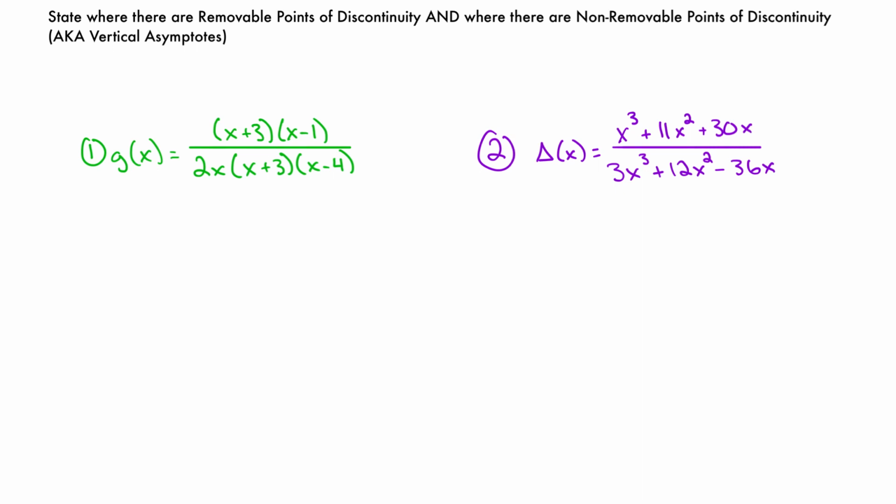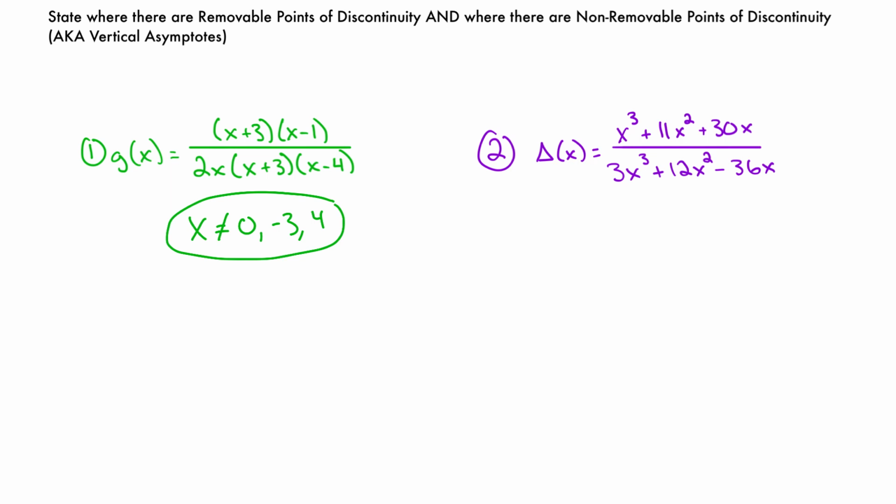So for problem number 1, the discontinuities are, well, this would be a discontinuity at x equals 0. This one is at x equals -3, and this one is at x equals 4. So those are my 3 discontinuities. X cannot equal 0, -3, or +4. Those are my discontinuities. That's what we did in the previous chapter.